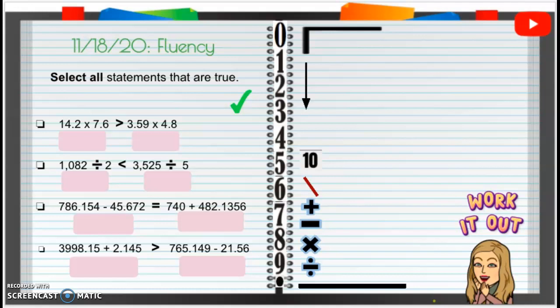November 18th, 2020, Fluency. Select all statements that are true. So first, before I do that, I want to solve all of these.